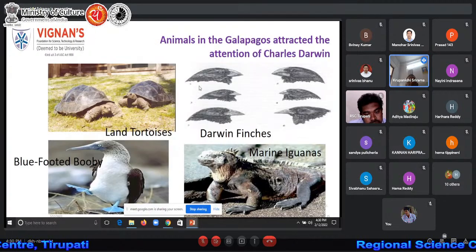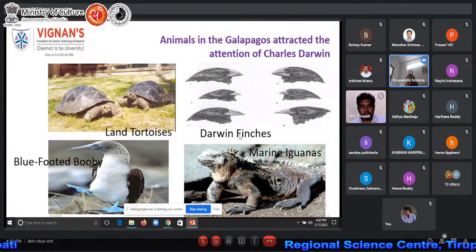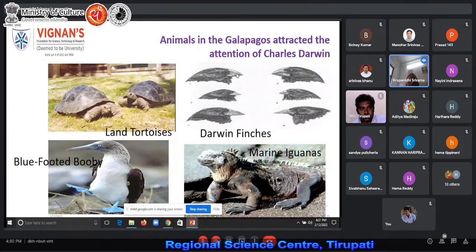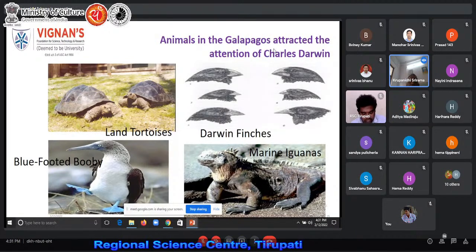Now let us see the animals in the Galapagos that attracted the attention of Charles Darwin, particularly the Darwin finches. We also see the birds, but we see the beauty among the birds. We may not bother about the beak and perch mechanism, but we have to look at the beaks whenever we look at a bird. We are going to have the details of these Darwin finches in the next slide.